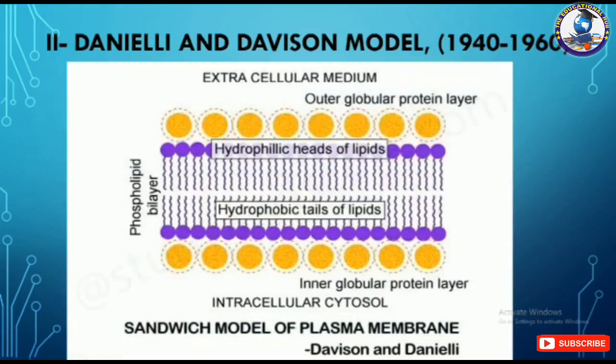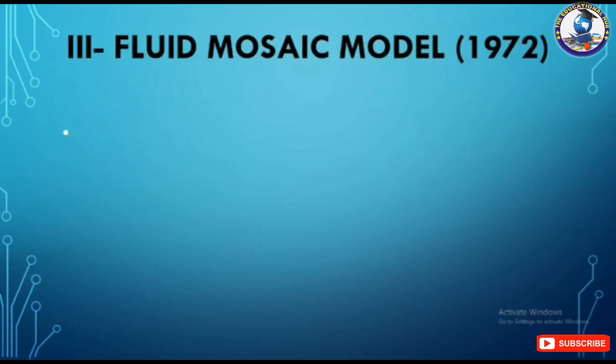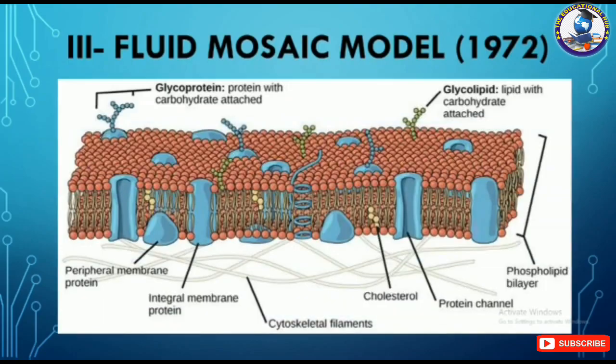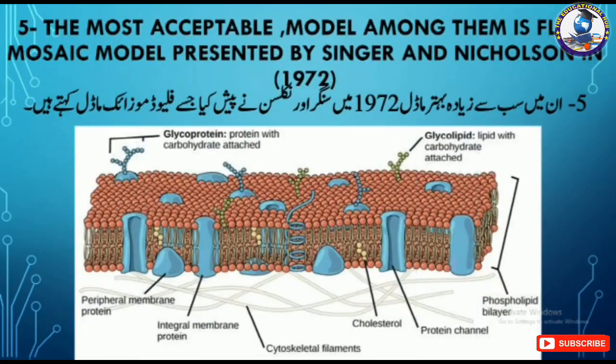It is also known as the sandwich model of the plasma membrane. The third and the last model, which was presented by Singer and Nicholson, was the fluid mosaic model. This model was presented in 1972. The most acceptable model among them is the fluid mosaic model, presented by Singer and Nicholson in 1972.